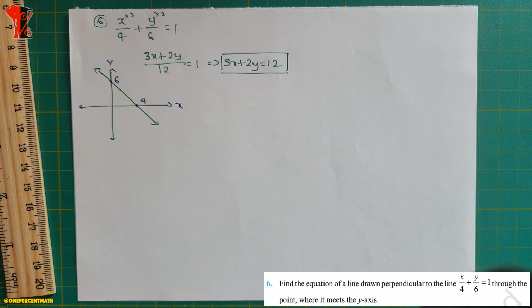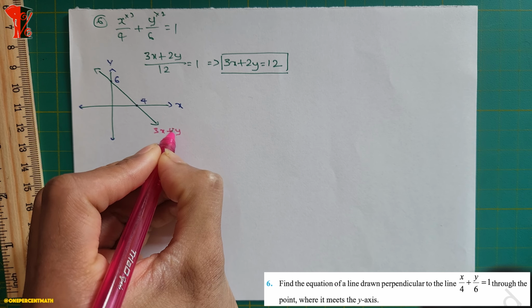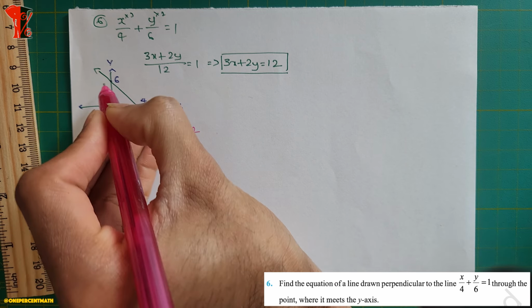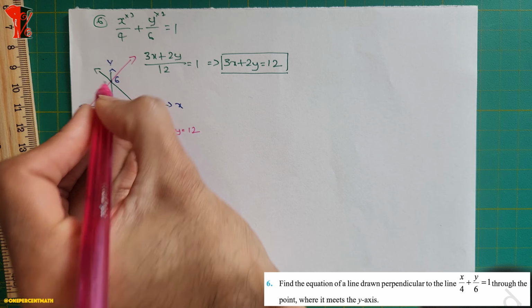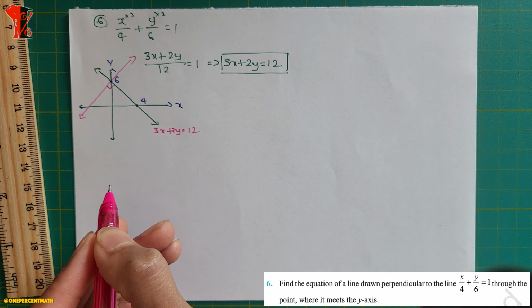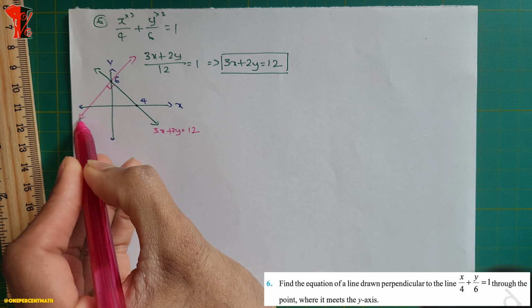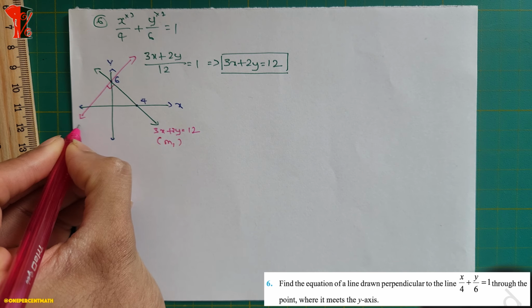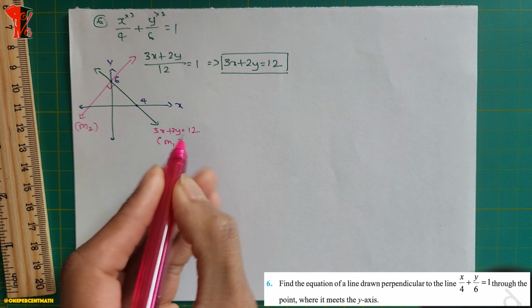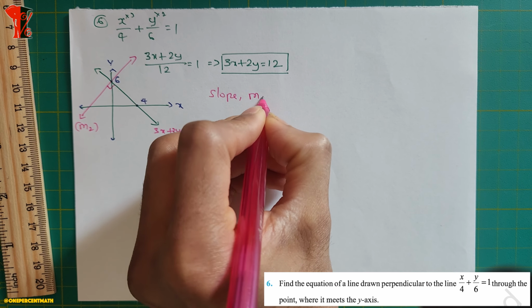Now what actually do they want? They want a line which is perpendicular to this particular line, that is 3x plus 2y is equal to 12. That means we want the equation of the line which is perpendicular to this. For that, what do we need? In this case, the slope of this line into the slope of the other line will be equal to -1, correct? Imagine the slope of this line is m1 and the slope of the other line is m2. So slope m1 we can find.